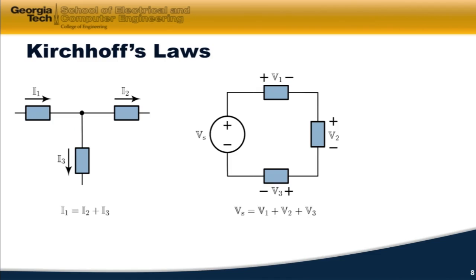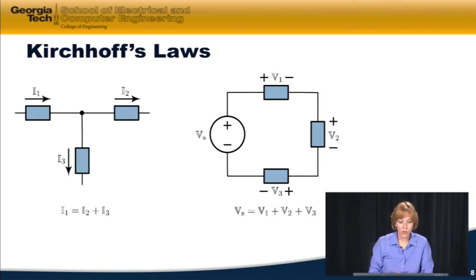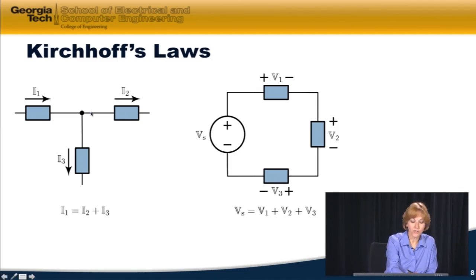Kirchhoff's laws still work. Kirchhoff's current law says that all the currents going into a node have to equal all the currents leaving the node. So the current going in, I1, is equal to the currents leaving, I1 plus I2 plus I3.